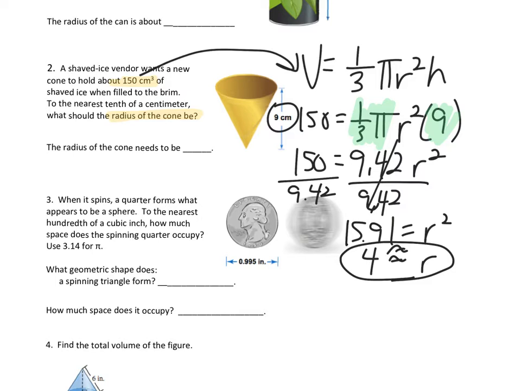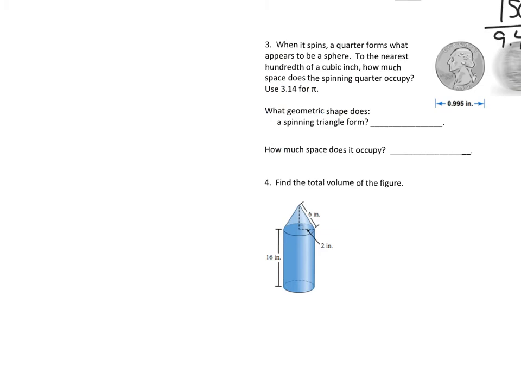Next we'll do number 3, and we will come to the left side of number 3 to work this one out. We have a quarter and we're spinning the quarter. We want to figure out the volume, and the shape that it's going to create is a sphere. When we spin that circle, it would create a sphere. How much space does it occupy? So we have to figure out the volume. That's what that means. We want to use 3.14 for pi.